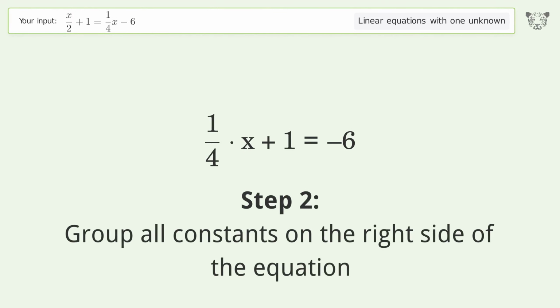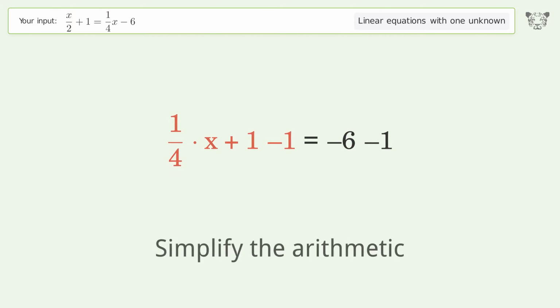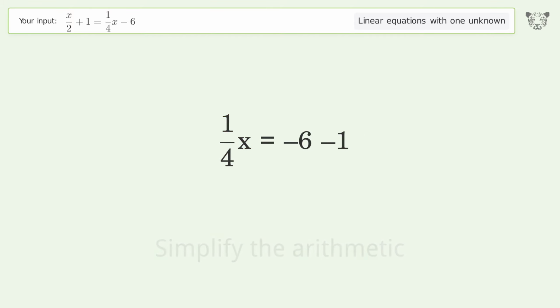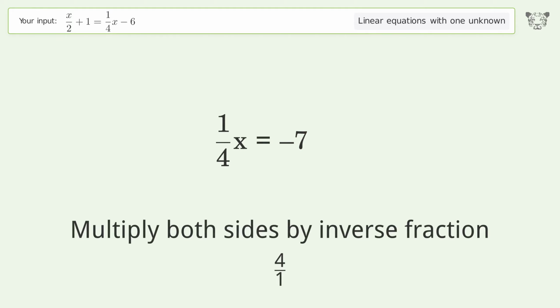Group all constants on the right side of the equation. Subtract 1 from both sides. Simplify the arithmetic. Isolate the x. Multiply both sides by inverse fraction 4 over 1.